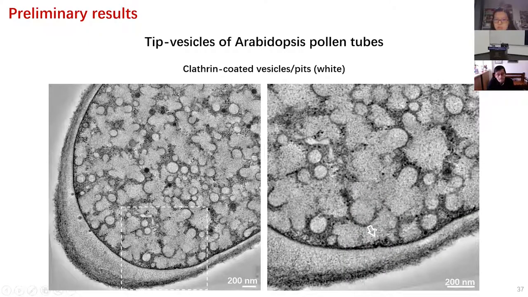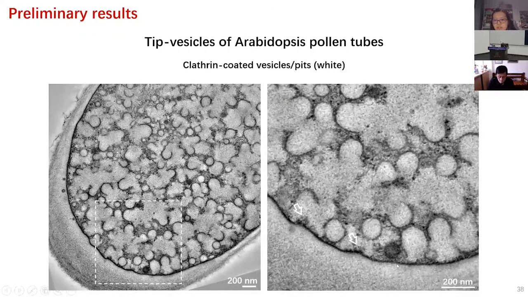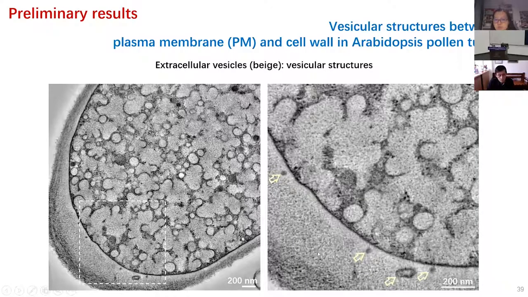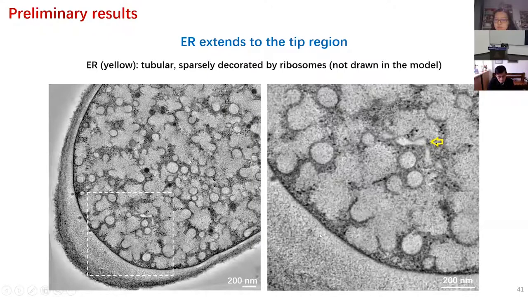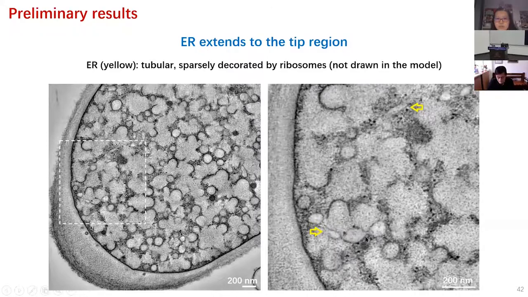There are also clathrin-coated pits observed along the apical plasma membrane, pointed by the white arrow here, and here another two examples. The extracellular vesicles of Arabidopsis are smaller and less complex than in lily, but still we can find the connection between them and the plasma membrane indicated here by this arrow. So this tells us that these extracellular vesicles surely originate from the plasma membrane. Similarly, tubular ER sparsely decorated by ribosomes can be found to extend to the tip region of the Arabidopsis pollen tube. Here are another two examples.